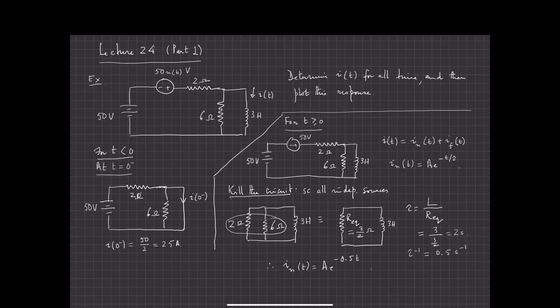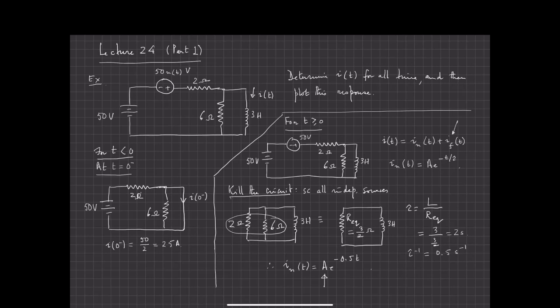Okay? Now there are two other quantities which are required at this stage of the game. I need to determine the constant A, and I need to determine the forced solution I sub f of t. Okay, so I need to determine this quantity, and I need to determine this quantity. All right, and so let's go on to the next page. But before I go on, let me just say the following. To determine the forced solution, remember what the natural solution is doing.